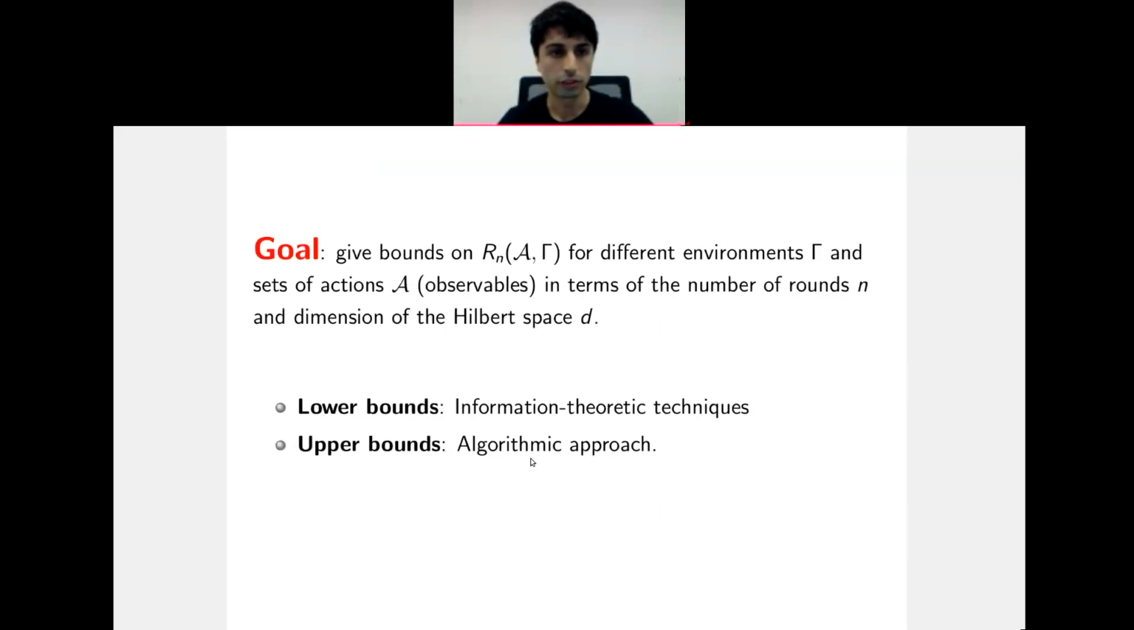So the goal of this work is to give bounds on these minimax regrets for different sets of environments, or quantum states, and sets of actions, so observables, in terms of the number of rounds n that the learner interacts, and the dimension of the Hilbert space where the quantum state and the observable live. We differentiate between lower and upper bounds. For the lower bounds, we will use information theoretic techniques. And for the upper bounds, we'll find algorithms and analyze the regret.